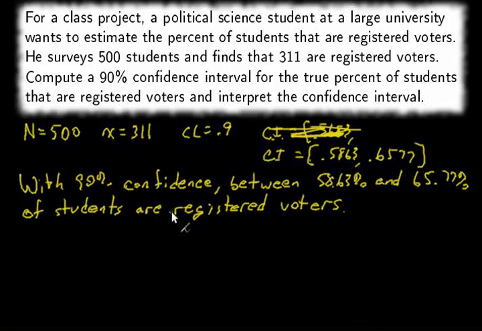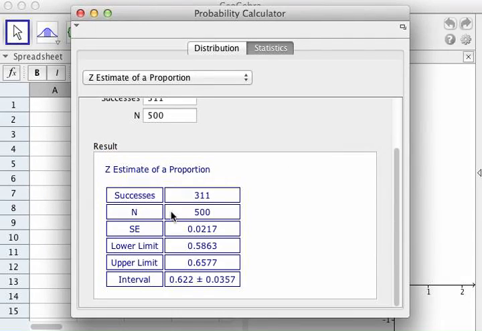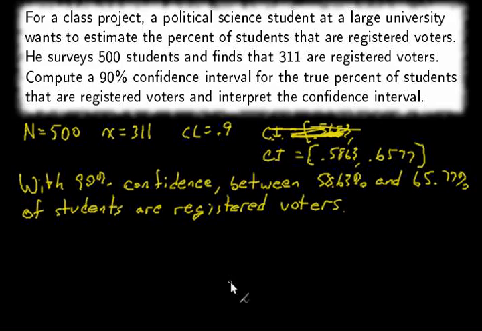And then there's another way to say it, which is indicated by the GeoGebra worksheet here. The interval is 62.2% plus or minus 3.57%. So we can also just say it that way. We can just say with 90% confidence. So this is answer number 2. Saying the same thing, just with slightly different words.